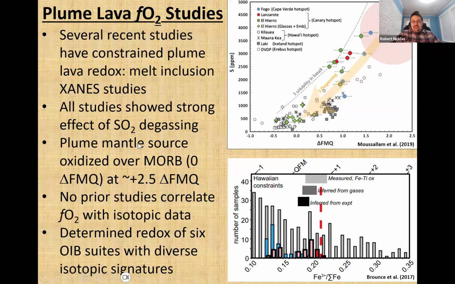However, no prior studies correlated fO2 with isotopic data to look at mantle end members to see if they have different oxygen fugacity. And to do this, we determined the oxygen fugacity of 6 OIB suites with diverse isotopic signatures. We did it with vanadium and olivine oxybarometry because that's what I do, and we don't do XANES. So we did entirely vanadium and olivine oxybarometry.